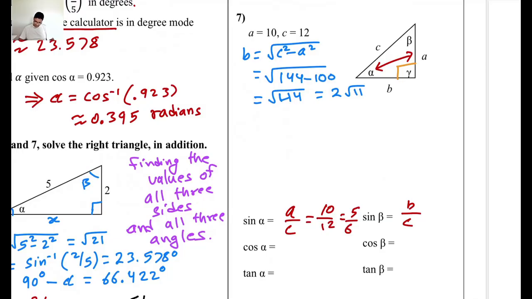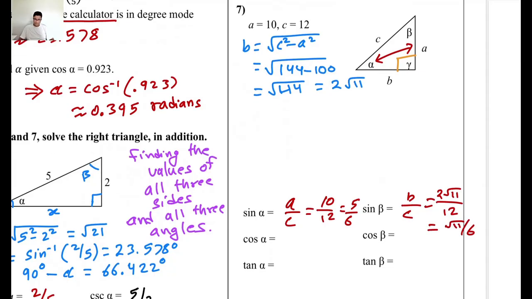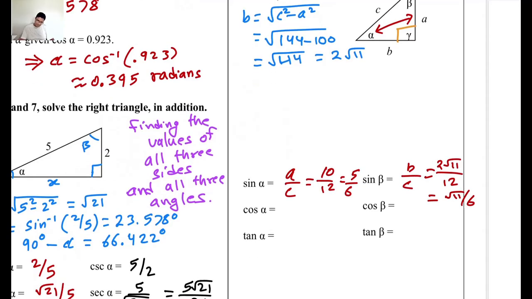B over C. B is 2 root 11, C is 12. That is under root 11 over 6. Okay, so like before, I'm going to say cos alpha is sine beta, so that is under root 11 over 6. Cos beta is sine alpha, so that is 5 over 6.